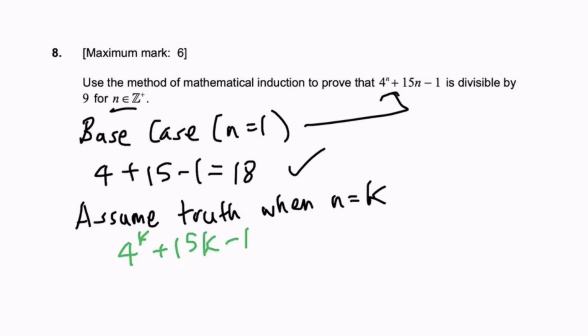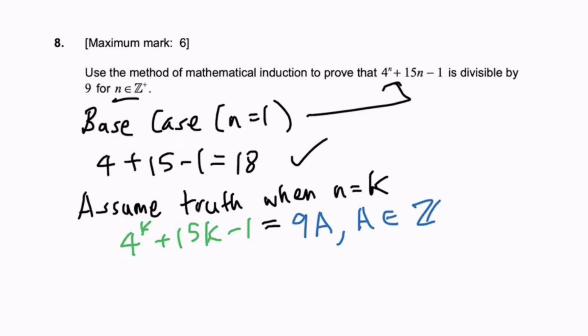We're just going to write that it equals, and do something a little clever here, 9a. Why can we do this? If 4 to the k plus 15k minus 1 is divisible by 9, that means when we divide it by 9, we're going to get an integer, right? I'm just going to let that integer be a. I don't know what the integer is, but it's some random integer. Hopefully that makes a bit of sense as to why we can do that.